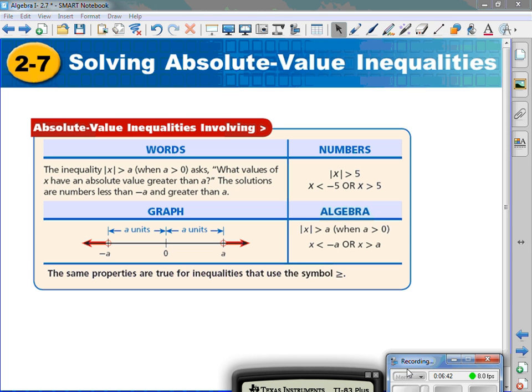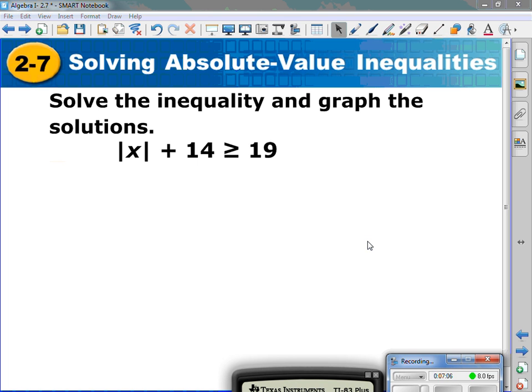All right. Everyone keeps asking, what if it's greater than? If the absolute value of x is greater than, now it becomes an or statement. And that's what you guys kept saying. If it's greater than, it is an or statement. So I have absolute value of x plus 14 is greater than or equal to 19.